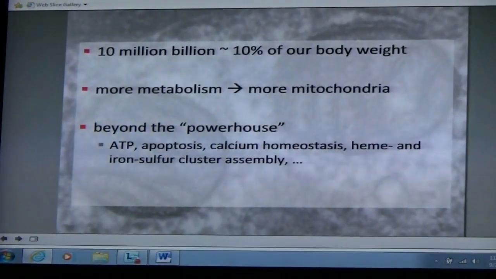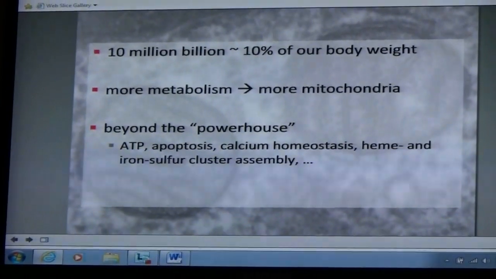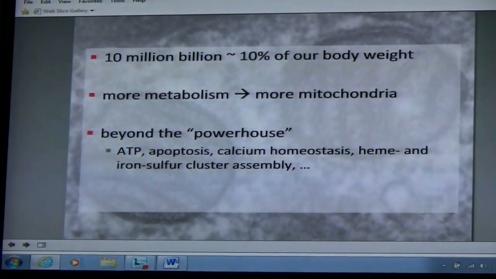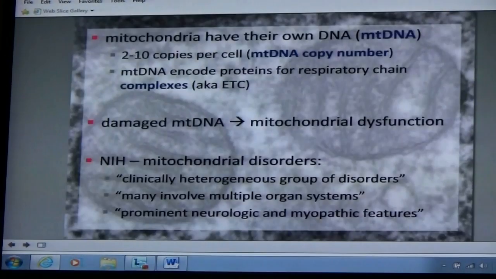Now, in biology, we heard that mitochondria are a powerhouse. This is where ATP is generated, and this is where energy occurs, and that's all true. But we've learned a lot over the past decades about what else the mitochondria are involved in, and that includes some things that Dr. Goldman mentioned: apoptosis, calcium homeostasis, as well as heme and iron sulfur cluster assembly. And I'll touch on those in a little bit.